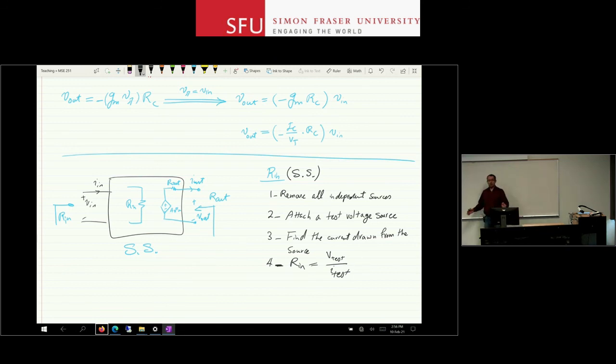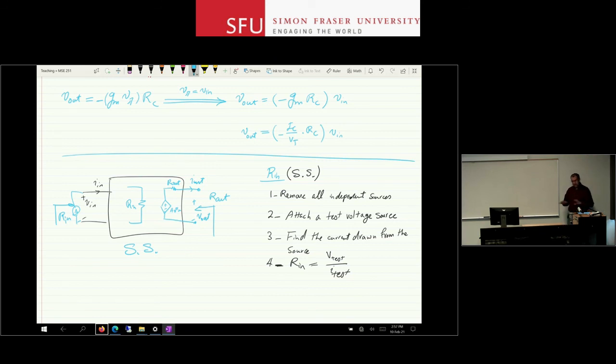You calculate the output resistance the same way. But in this case, you again remove all the independent sources. You may have a test source or a signal source here, for example, right? You get rid of that signal source, replace it by a short circuit, for example, and attach your test source to the output port of the device, the circuit, and calculate the current drawn from it. And that gives you R out. So R out is calculated in a similar way.